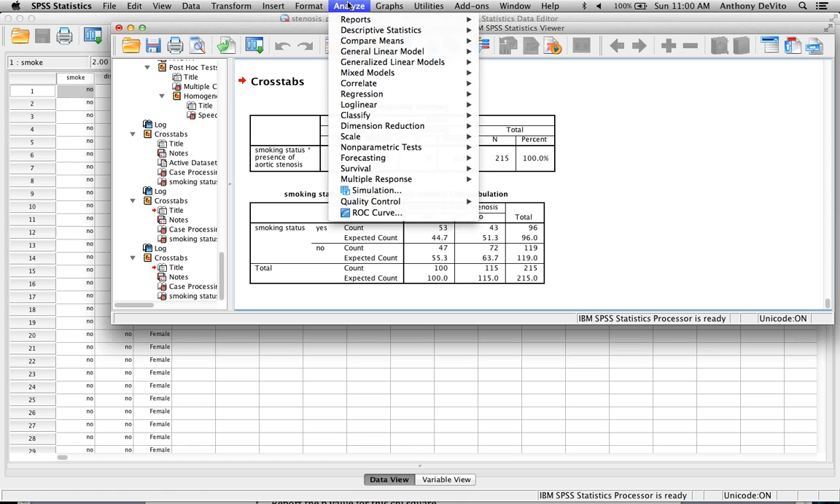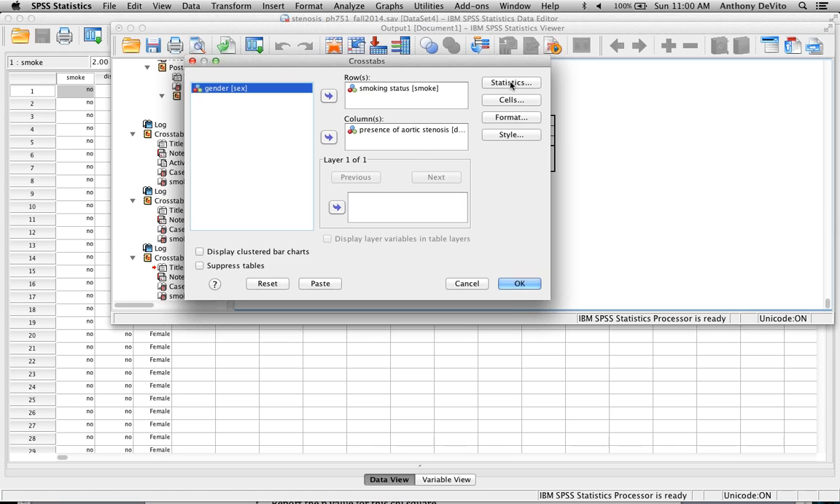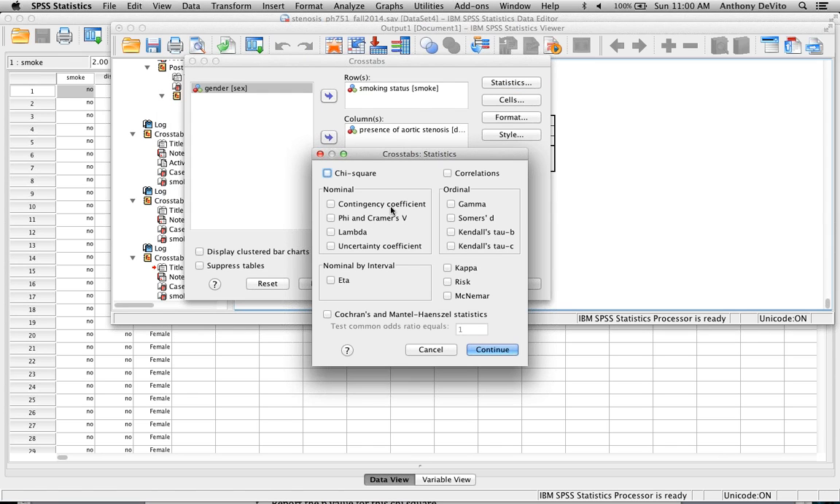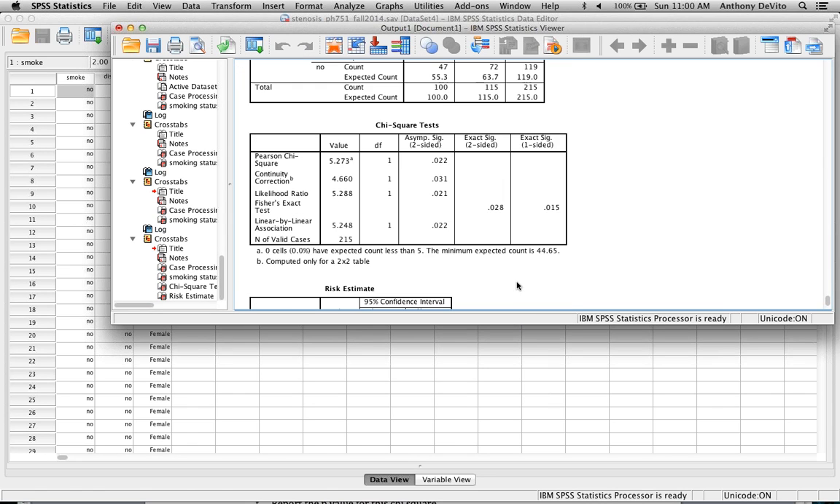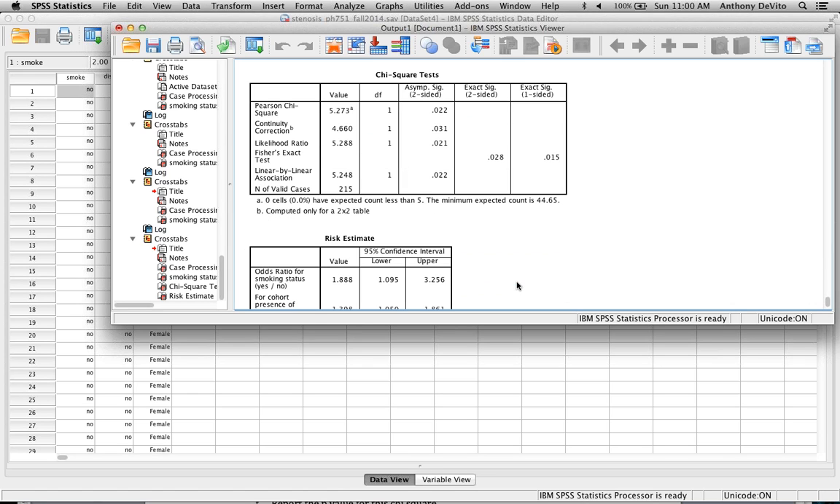So I'm going to go to Analyze, Descriptive Statistics, Crosstabs, and this time I'm going to go into Statistics and ask SPSS to calculate the chi-square for me. I'm also going to check off risk, because I'm going to need that later on. So I click OK, and OK, and now we have our calculation of chi-square. Our chi-square value comes up to be 5.273.